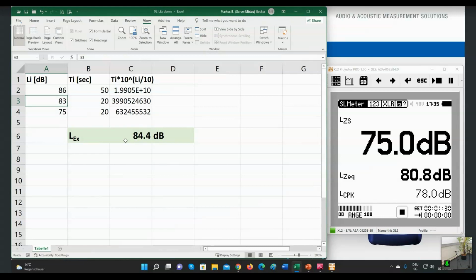Short side note, there is an Excel sheet available for download on our website, which assists you to execute this calculation. You just need to know, of course, the period lengths and the levels that are present at the work positions of your workers.